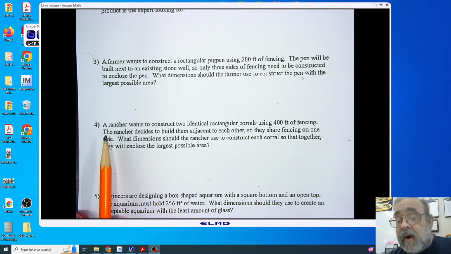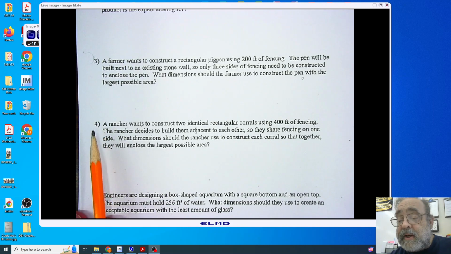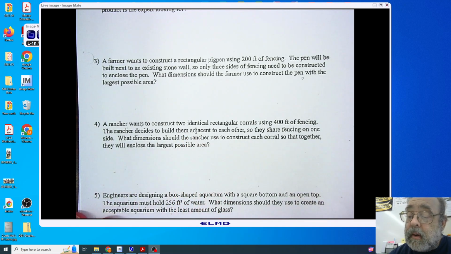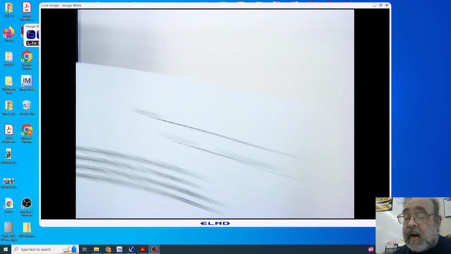Notice number 4 is very similar. What's different is that we are now trying to construct 2 identical pens that share one side. We still have an amount of fencing, and we still have the largest possible area. So let's take a look at number 3 first.